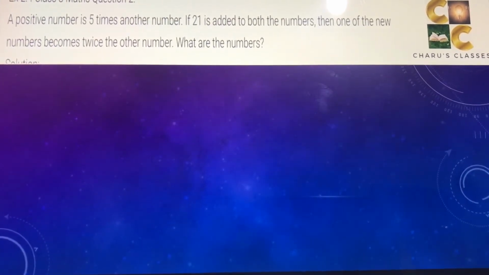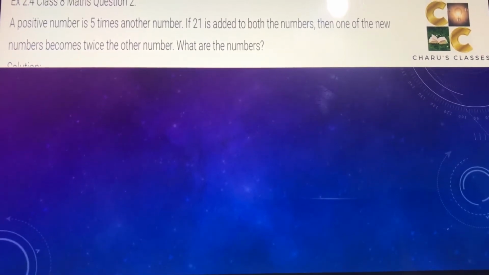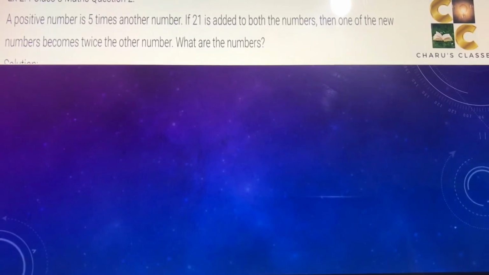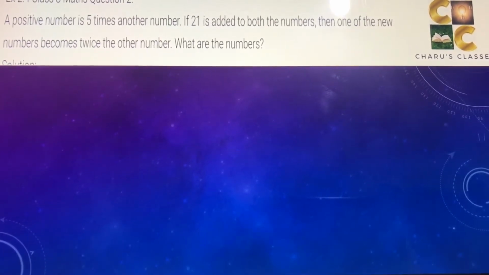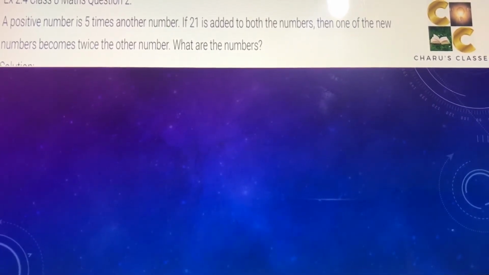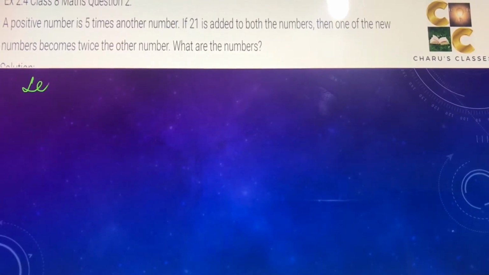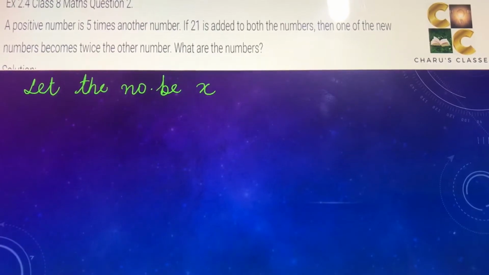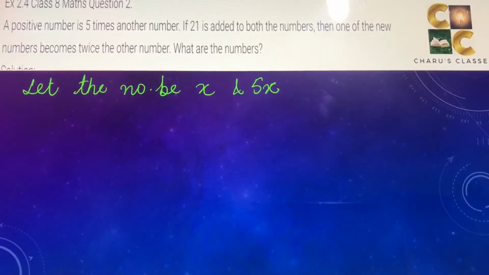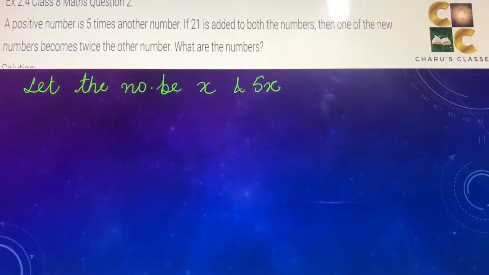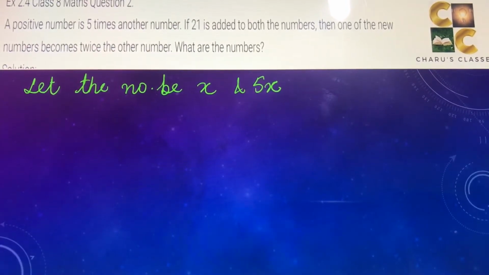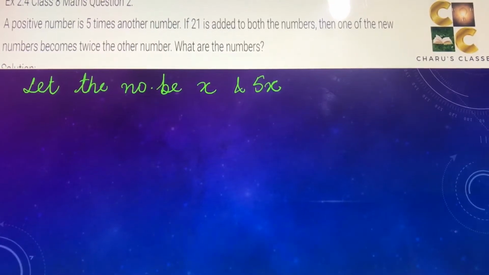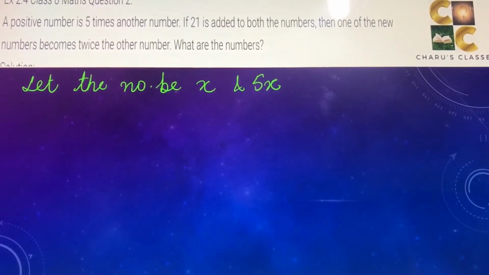Question number 2. A positive number is 5 times another number. If 21 is added to both the numbers, then one of the new numbers becomes twice the other number. So let the numbers be x and 5x. Why? Because it's given a positive number is 5 times another number. तो अगर हम एक को x लेंगे तो हम दूसरे को उसका 5 times 5x लेंगे.